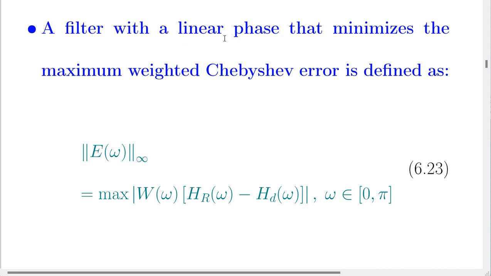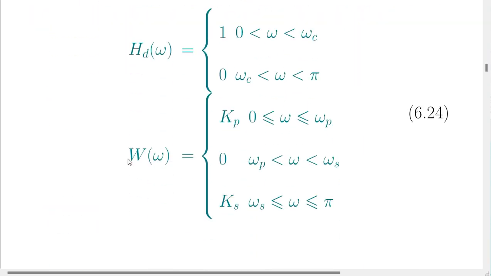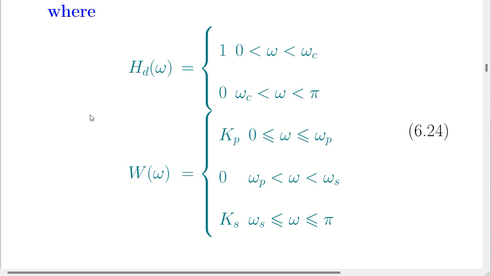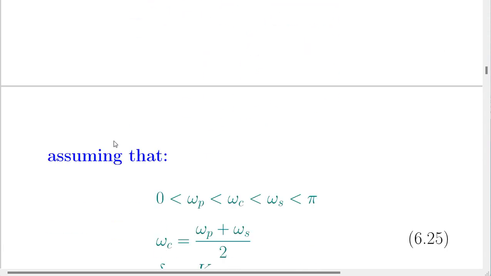A filter with a linear phase that minimizes the maximum weighted Chebyshev error is defined as, here you see the details. Okay? I don't read it out. And again, I will skip the reading. You see every detail here.